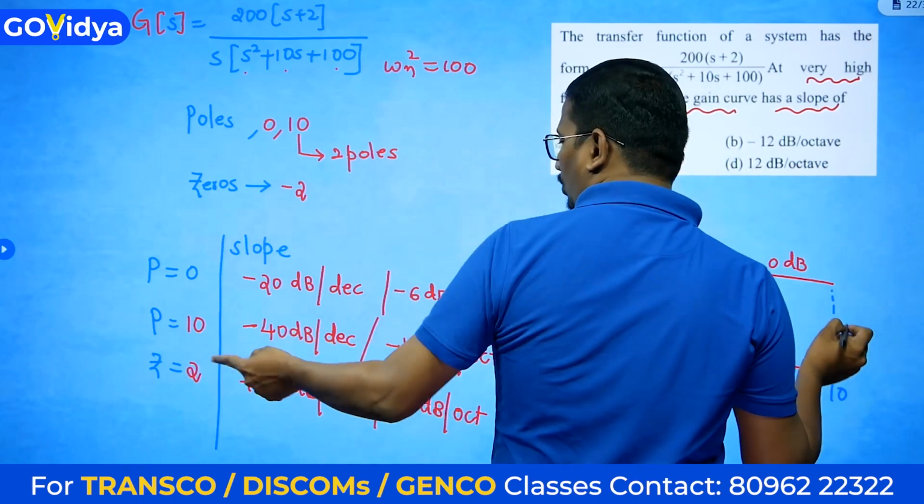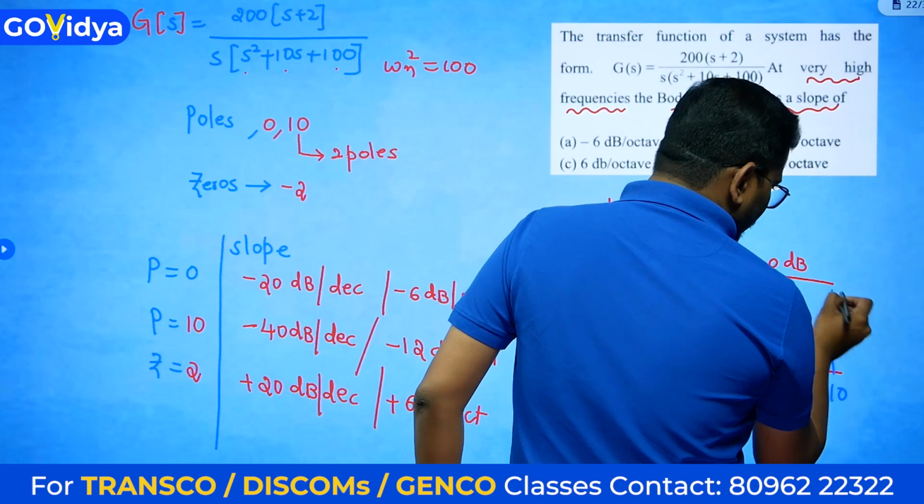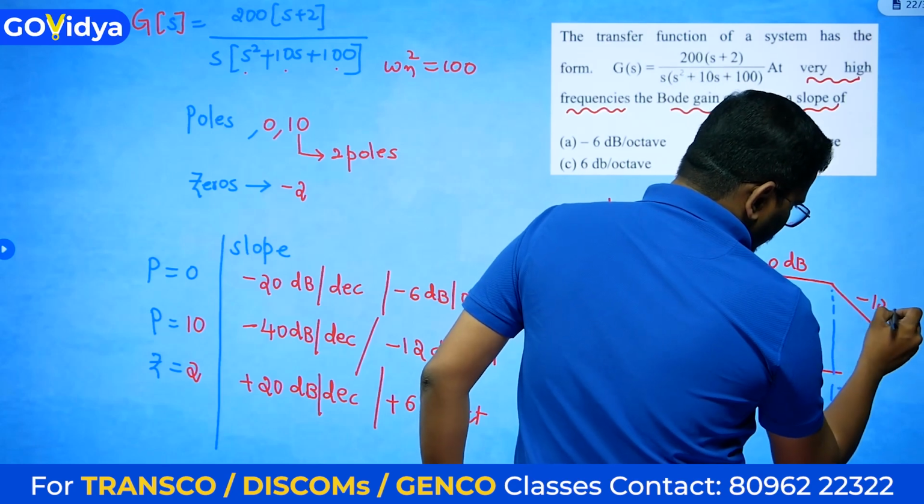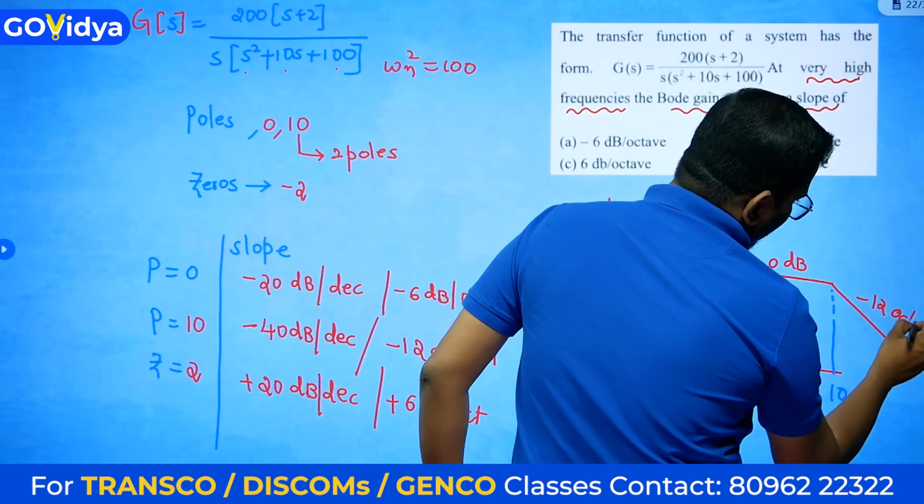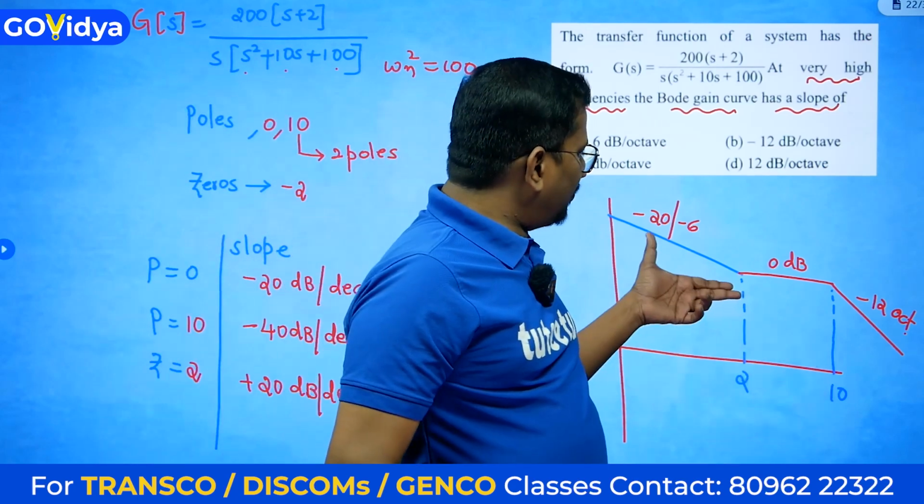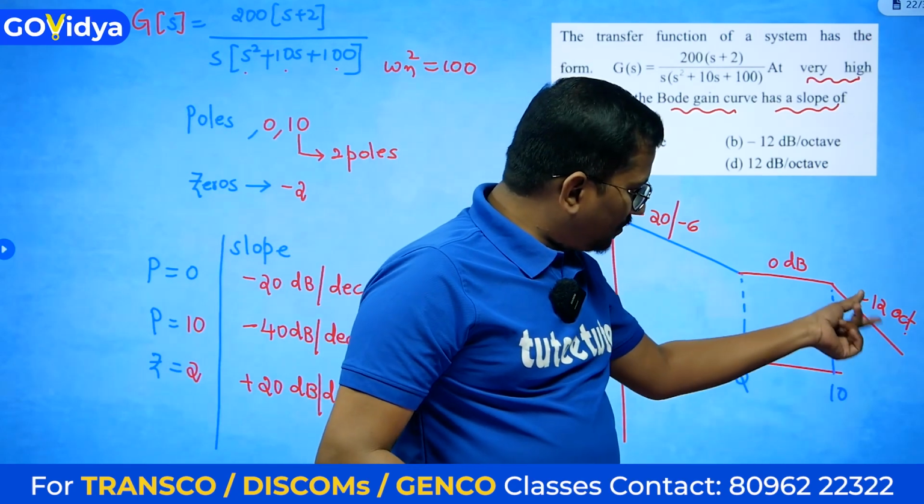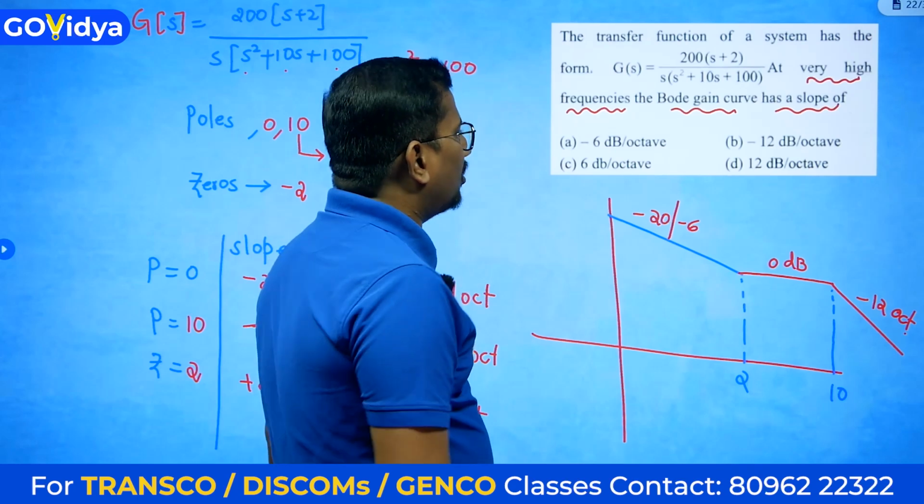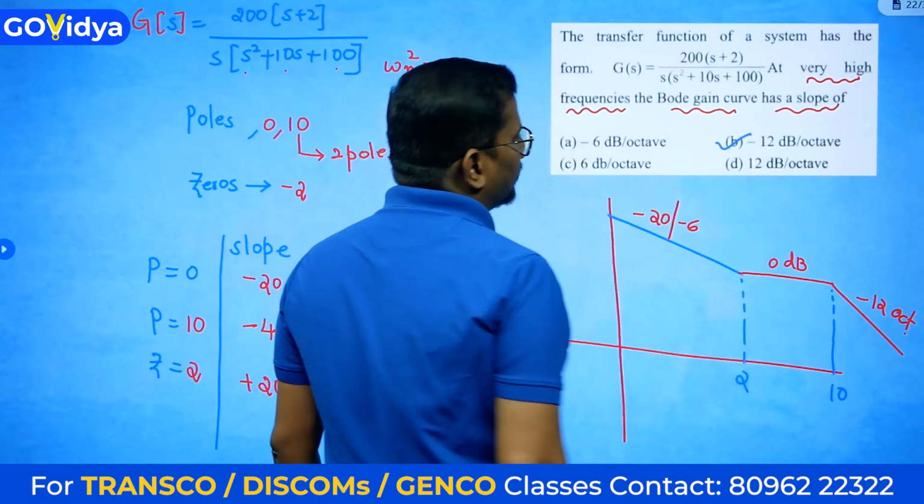At 10, 2 poles, which is nothing but minus 12. Minus 12 per octave. So therefore, at the highest corner frequency of the Bode gain curve, the slope is minus 12 dB per octave. So this is your answer.